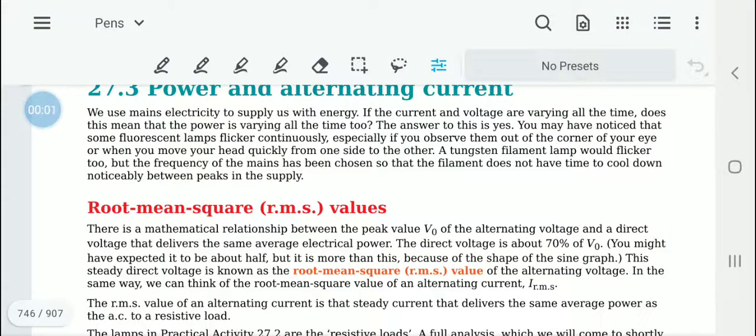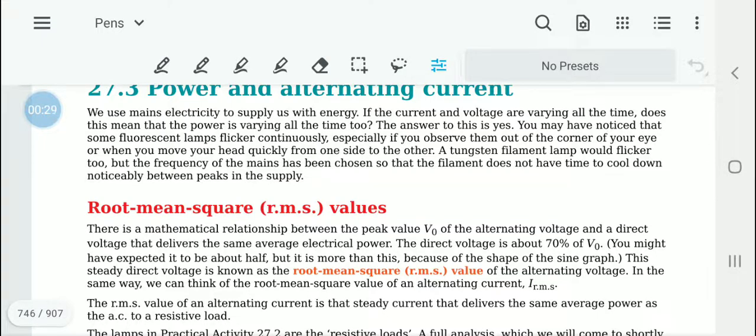Chapter 27, Theory Video 2. We are going to discuss power and alternating current. So now we know that electricity carries power. When alternating current passes through, we know that the current and voltage are also varying. Then how about power? Power should also dip and increase at the same rate in a similar manner.